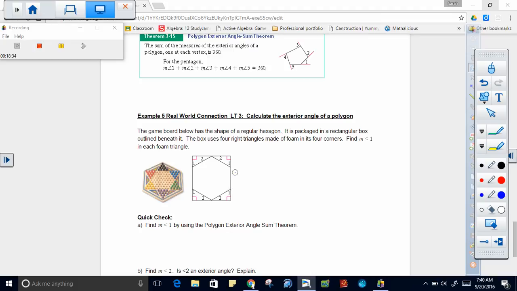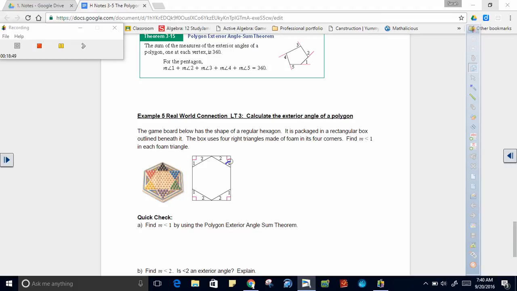Here I have a shape inside of a box, and they've labeled the angles of the triangles that are making up the box. It's packaging pretty much. And they're asking you to find the measure of angle 1 in each foam triangle. Since these triangles are all the same, I just need to find angle 1 once, and they will all be congruent. Okay, so I have a triangle. I know that this is 90.